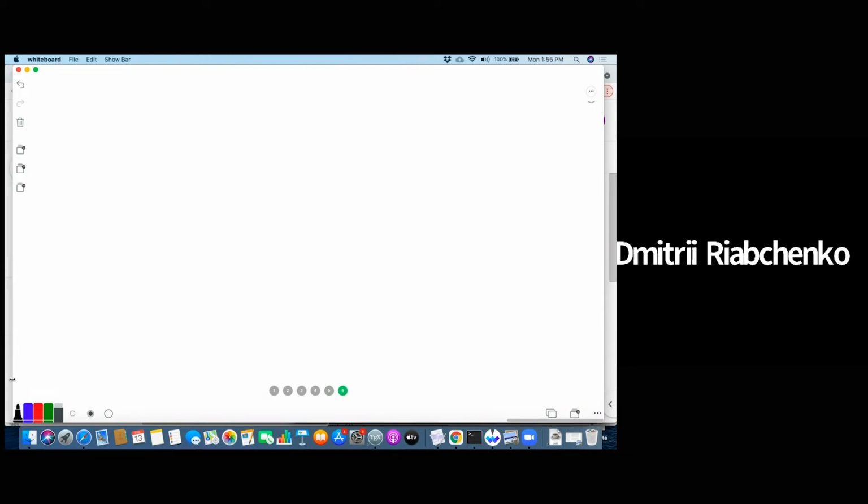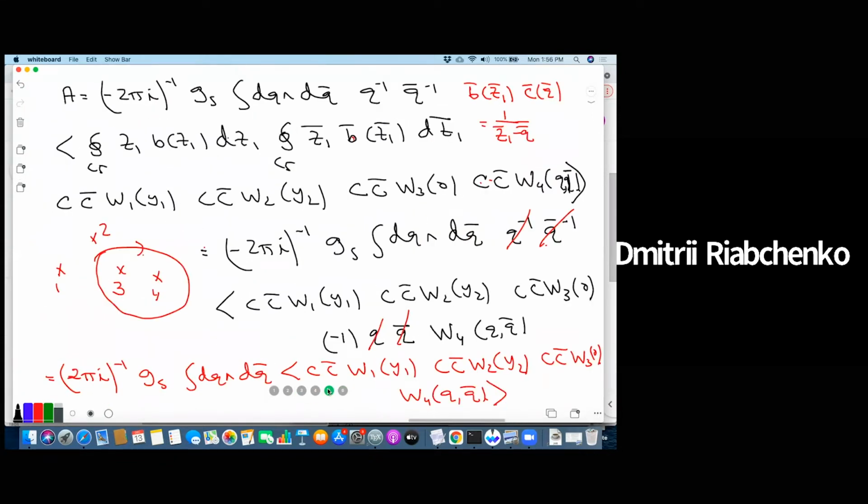Can I also ask a related question? Yes. Why do we only contract with the last pair of c and c bar? I think we can contract with any pair of c and c bar, or no?